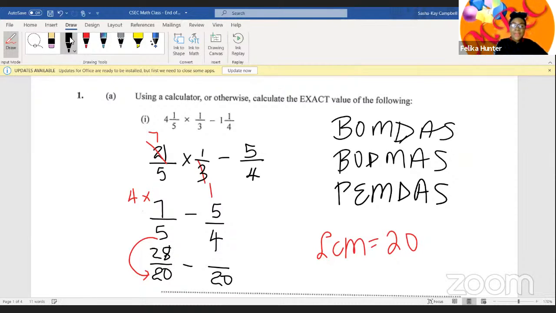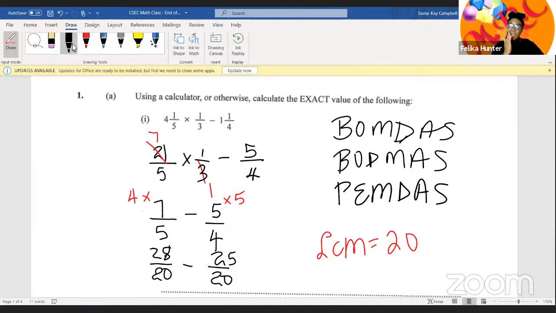Good. And now for the next part, the 4 and the 20. My original denominator was 4, and now my new denominator is 20. So what did I do to 4 to get to 20? I multiply by 5. So since I multiplied 4 by 5 to get to 20, I'm going to do the same thing to the numerator, which is to multiply it by 5. And 5 times 5 gives me 25. Good. So now that my denominators are the same, I can go ahead and subtract.